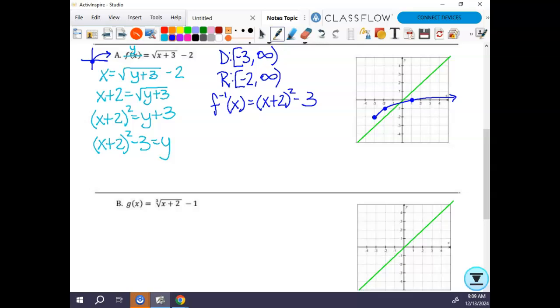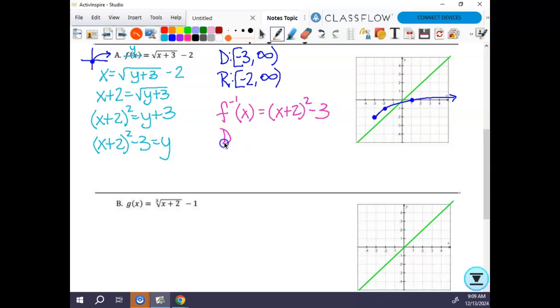And then for this one, I should have done that in a different color. I'm going to rewrite it. You don't have to rewrite it, but I'm going to change my color because I was trying to do something specific here. My inverse, f inverse of x, is x plus 2 squared minus 3.